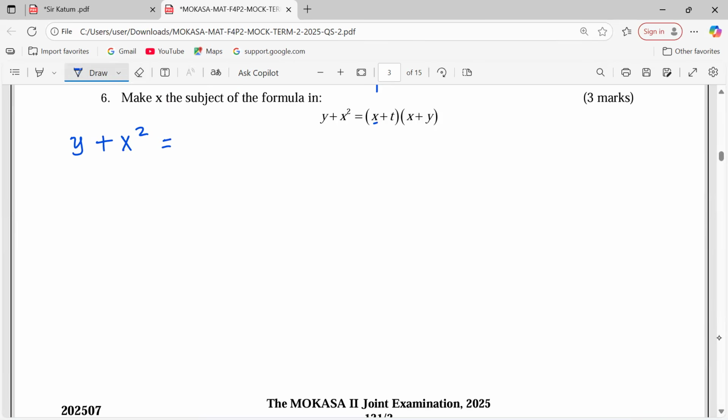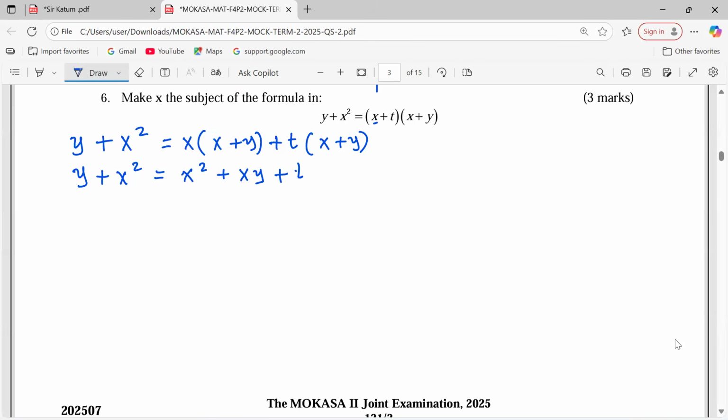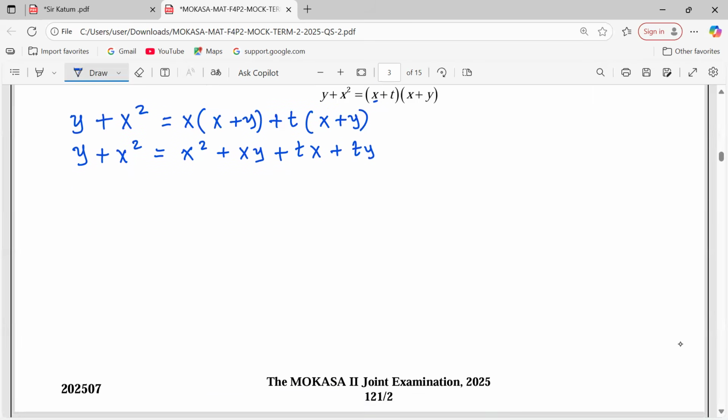We start by x multiplying everything in the second bracket. I want to take you slowly. Then plus t also multiplies everything in the second bracket. So y plus x squared equals x squared plus xy plus tx plus ty. That way. Then we can now start grouping the terms with x together.